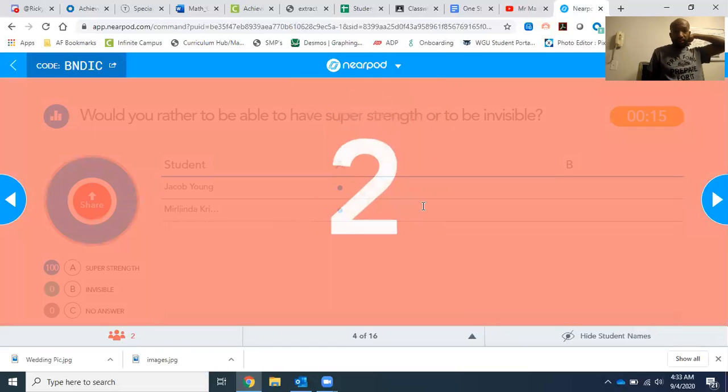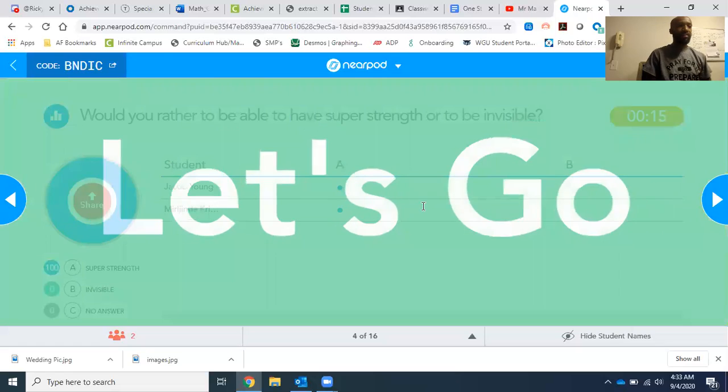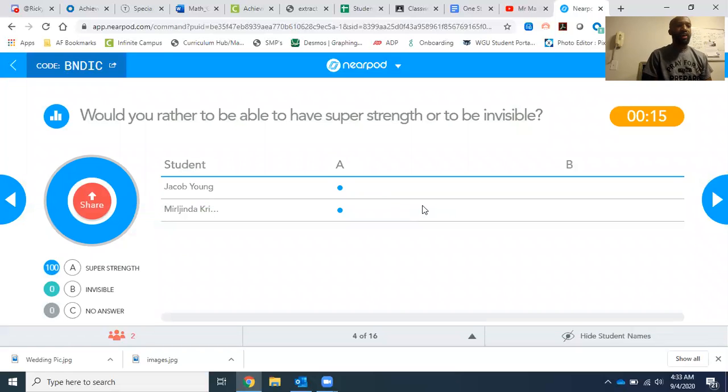Now, to start, let's play a game of Would You Rather. Would you rather be able to have super strength or to be invisible? Now, the reason for this assignment is to figure out if you are one of those people who are introverted or extroverted. And when we come to class, I'll figure out who is who, right?